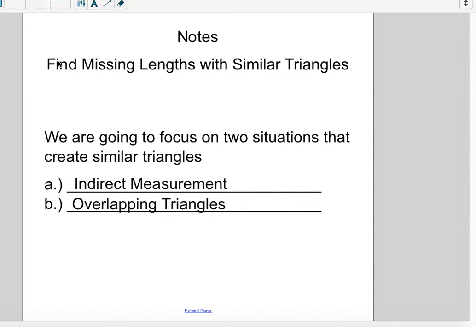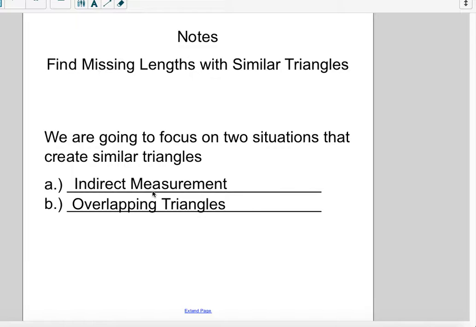This is your video for finding missing links with similar triangles. We are going to focus on two situations that create similar triangles. The first one is indirect measurement, and the second one is overlapping triangles. Please fill in this information.